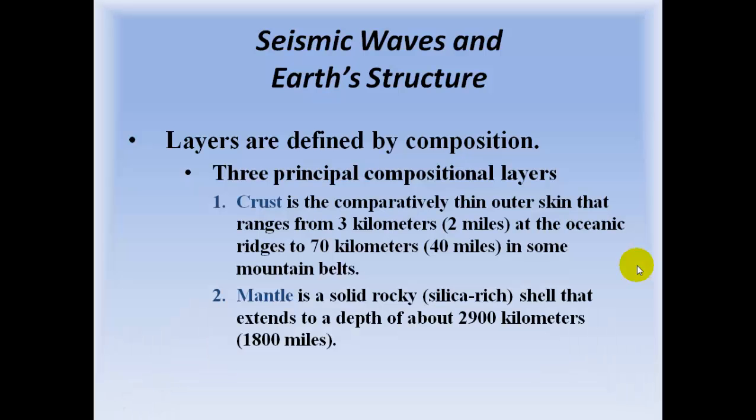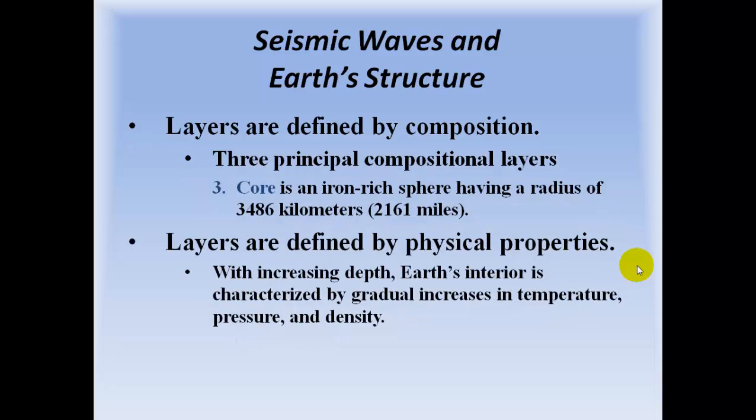The layers are defined by composition. The three principal compositional layers are the crust, the mantle, and the core. The crust is a comparatively thin outer shell that ranges from 2 miles at the oceanic ridges to 40 miles in thickness in some of the mountain belts. The mantle is a solid, rocky, silica-rich shell that extends to a depth of about 1,800 miles. The core is an iron-rich sphere having a radius of 2,161 miles.